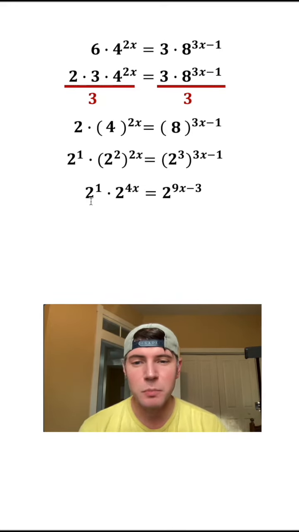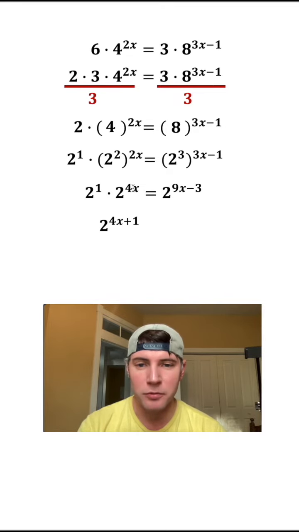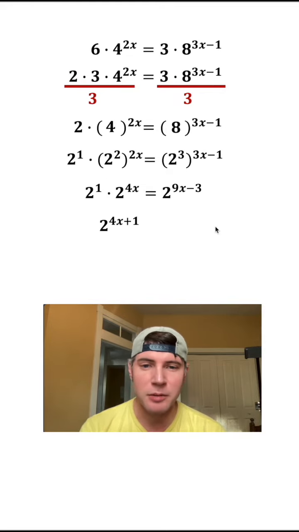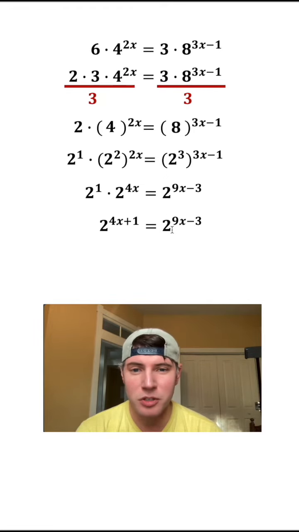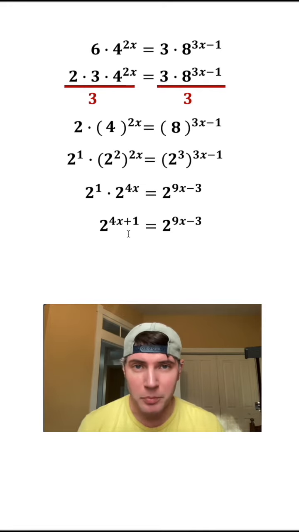On the left-hand side, these both have a base of 2, so we can add the exponents. So we end up with 2 to the power of 4x plus 1. And on the right-hand side, we still have 2 to the 9x minus 3. Now, since both these have the same base of 2, the only way they're going to be equal is if these exponents are equal. Or in other words, we can drop the base.